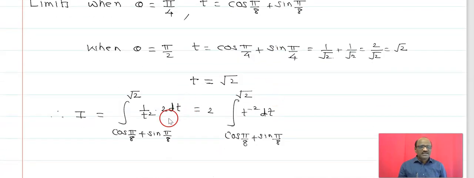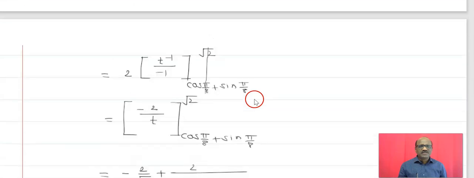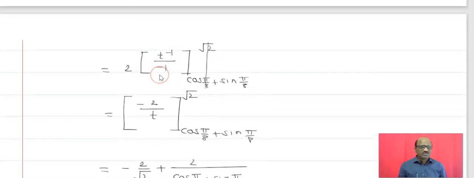And therefore our integral becomes I is equal to the integral, lower limit cos of pi by 8 plus sine of pi by 8, upper limit root 2, of 1 upon t square, times 2, dt. Take the 2 outside the integral sign, and t raised to minus 2 dt. Now the integral is t raised to minus 1 upon minus 1, that is minus 2 upon t, with lower limit cos of pi by 8 plus sine of pi by 8 and upper limit root 2.